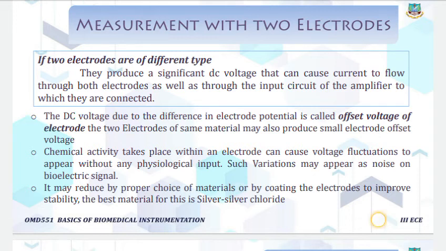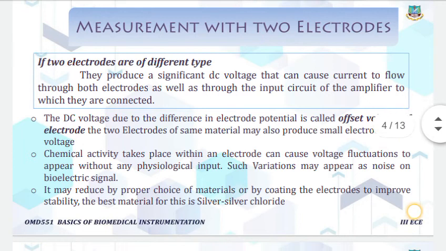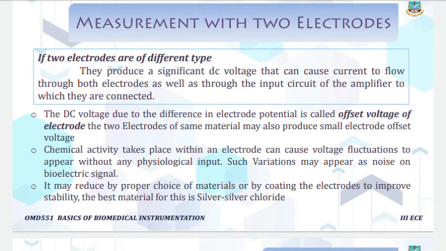The chemical activity that takes place within an electrode can cause voltage fluctuations to appear without any physiological input. We know in this electrode there will be some chemical reaction, right? This chemical reaction results in a variation in the voltage without any physiological input. Due to the chemicals inside the electrode there will be some variation of voltage. This variation results in noise generation, so such variation may appear as noise on the bioelectric signal.